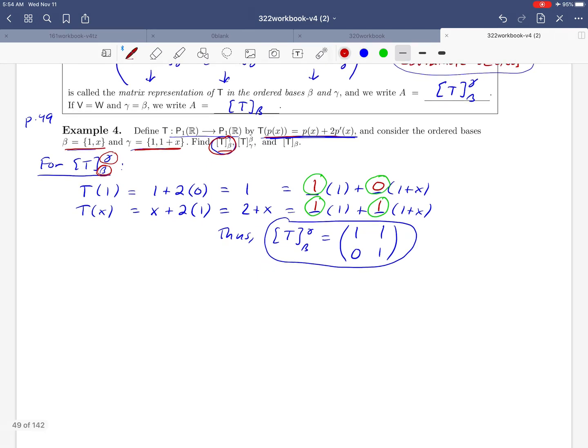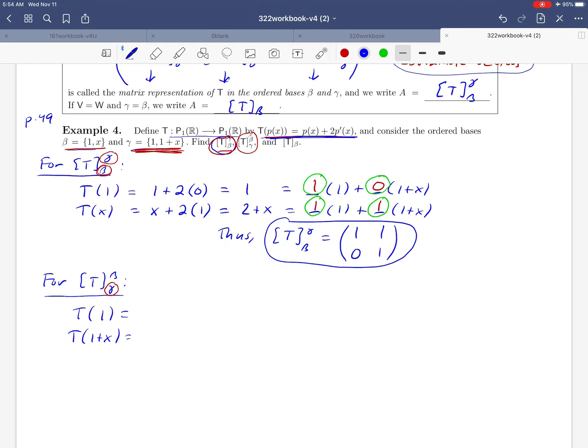going on. Okay, so the next matrix that we'd like to calculate is the matrix T taking us from gamma coordinates to beta coordinates. Okay, so the process is going to be the same here, just the order is different. So this time, we're going to start with the vectors in gamma, okay, and here's our gamma basis. So we're going to take t of 1 and t of 1 plus x, since those are the two vectors that are in gamma. Okay, we need to calculate those.